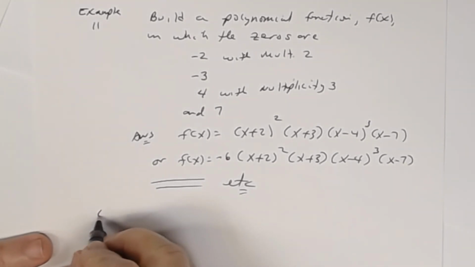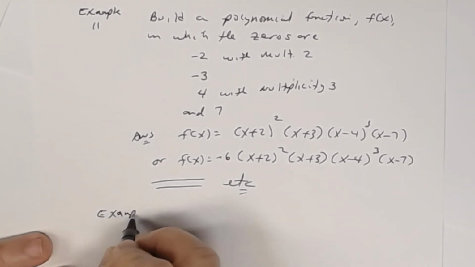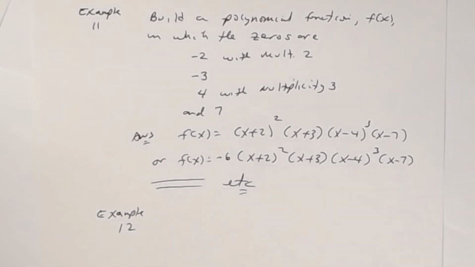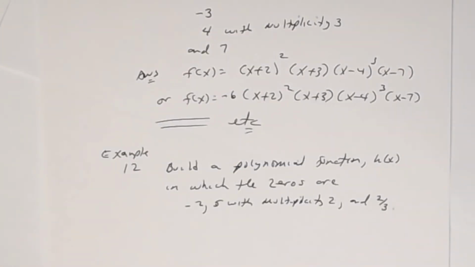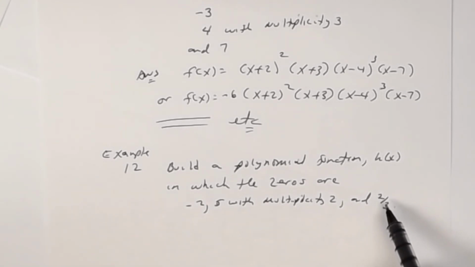Let's do one more. Let's look at example 12. Example 12. All right. So example 12 is just like all the other examples, except notice that we have a fraction here. And remember, I want you to rewrite this in a certain way. So we get to it. Remember what we said.